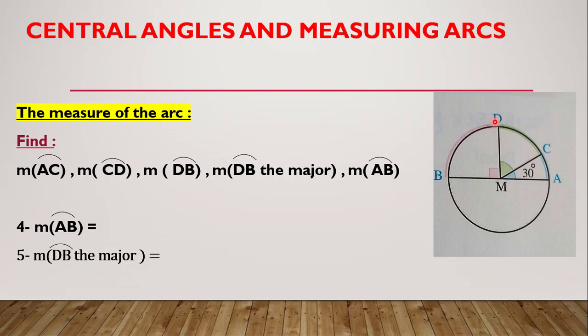What about the arc AB? This is the arc AB, all this arc, subtended by the straight angle AMB. So the measure of this arc will be 180. This is arc AB, subtended by the three angles 30, 60, and 90. And of course, this angle is a straight angle because AB is a diameter. So the measure of arc AB equals 180. The arc AB is a semicircle.